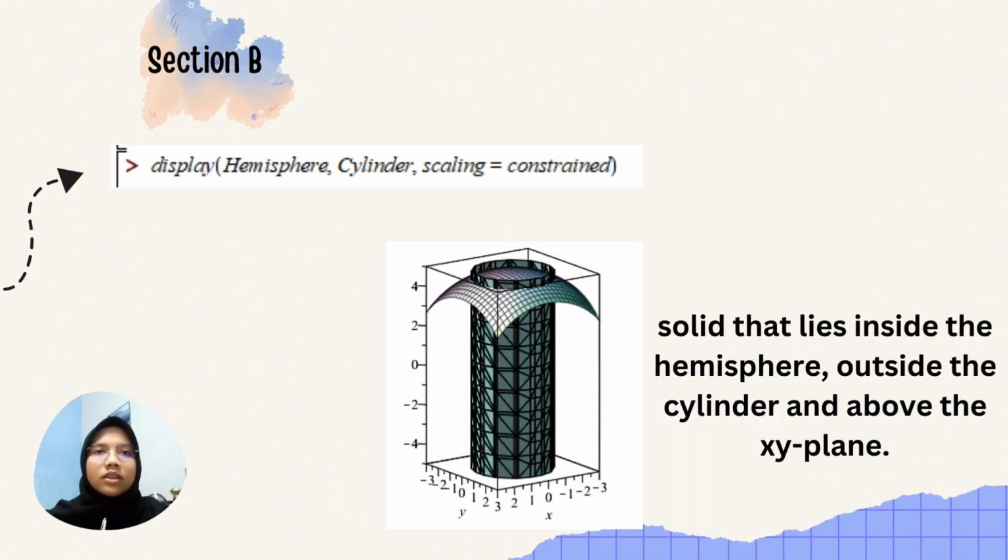And then for the combination, we use display, open bracket, hemisphere, comma, cylinder, comma, scaling equal to constrained, and then close bracket. After we click enter, we will get this shape, which is the solid that lies inside the hemisphere, outside the cylinder, and above the xy plane.